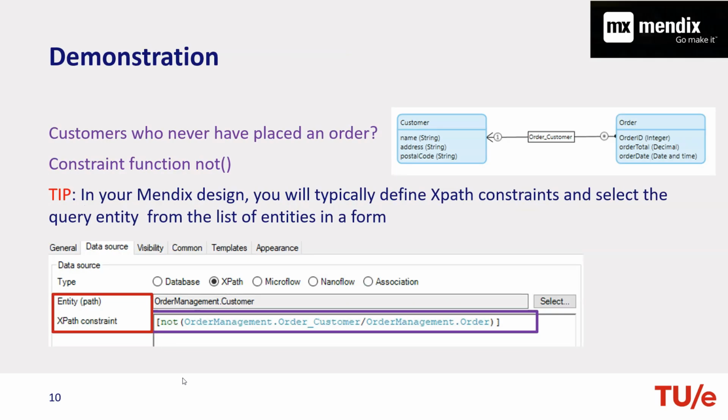Let's create one XPath expression and see it in action. We will create a query to return customers without an associated order using the not constraint function. Before I begin, I will give you a tip. In Mendix, nearly in all cases, you'll select the query entity from configuration windows and only write the constraint part of XPath expressions.